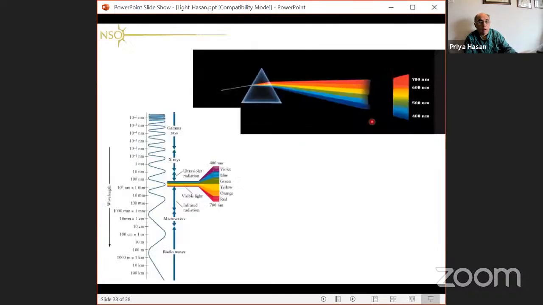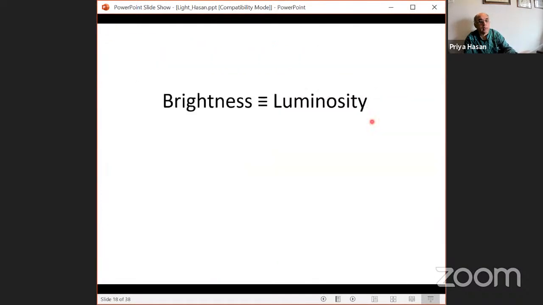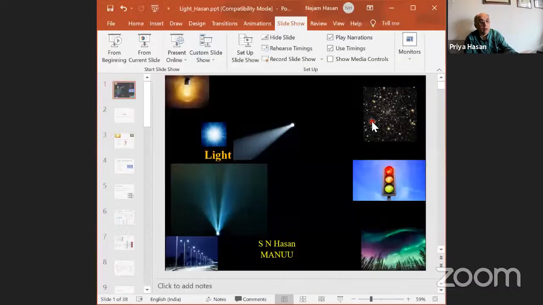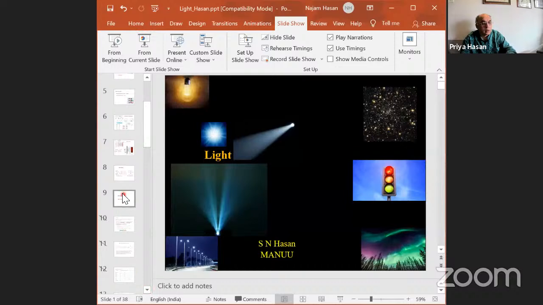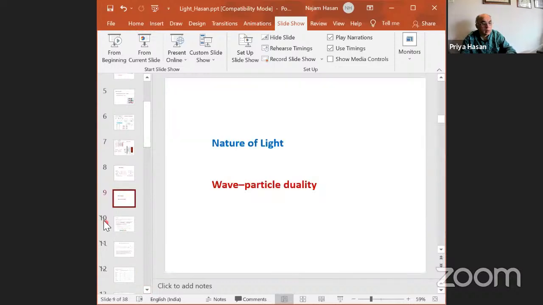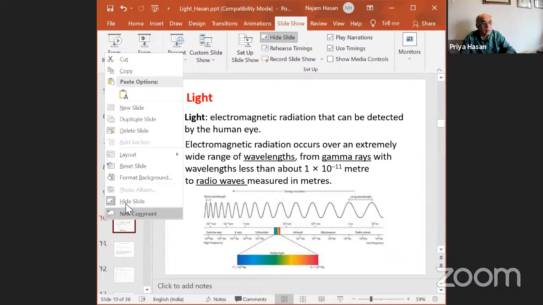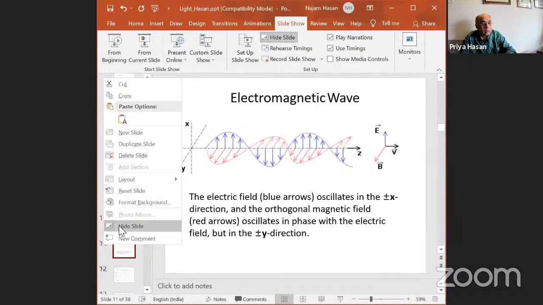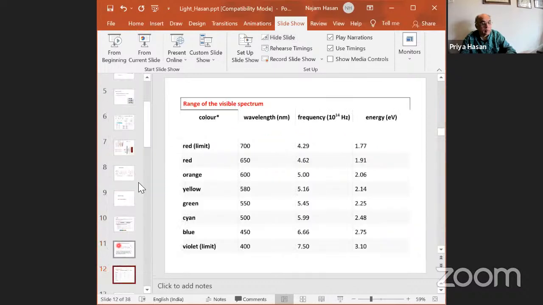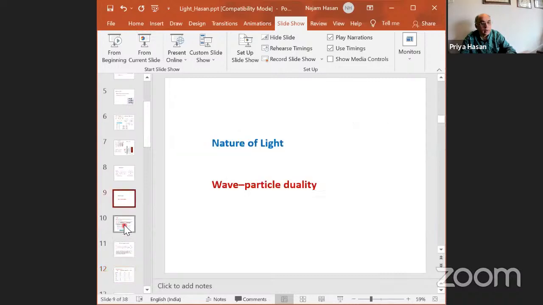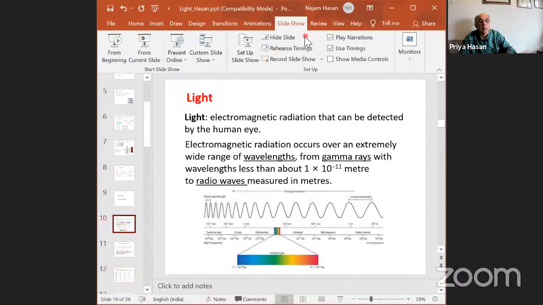Oh, I think some slides are not showing up for some reason. Just a minute. Yeah, some slides were hidden for no reason at all. Yeah, so in fact, I was missing out.